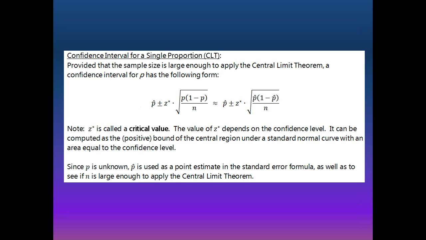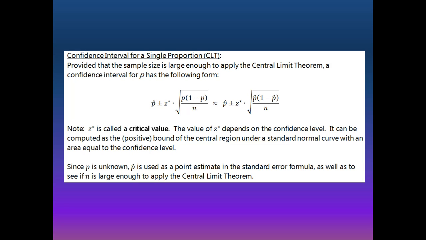If the sample size is large enough to apply the central limit theorem, here's how you can compute a confidence interval. The reason that there are two formulas there is that the one on the left is not exactly usable, because if we don't know what p is, what are we going to substitute in under the radical? And that's where the formula on the right comes in. The formula on the right is using p hat as a point estimate for p, because if we have to substitute in a number there, our best guess is the sample proportion. We wouldn't expect that to match exactly, but it should at least be close.